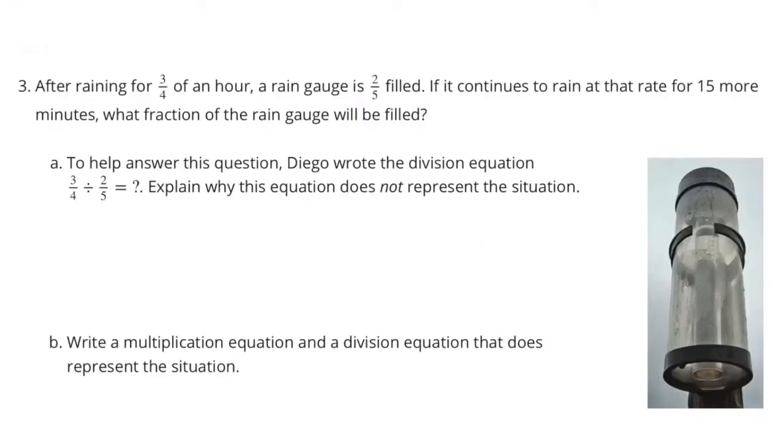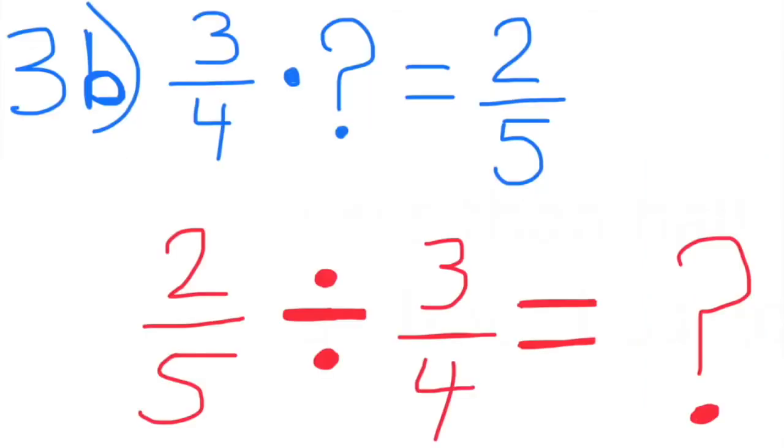B. Write a multiplication equation and a division equation that does represent the situation. 3/4 times what number equals 2/5, and 2/5 divided by 3/4 equals what number?